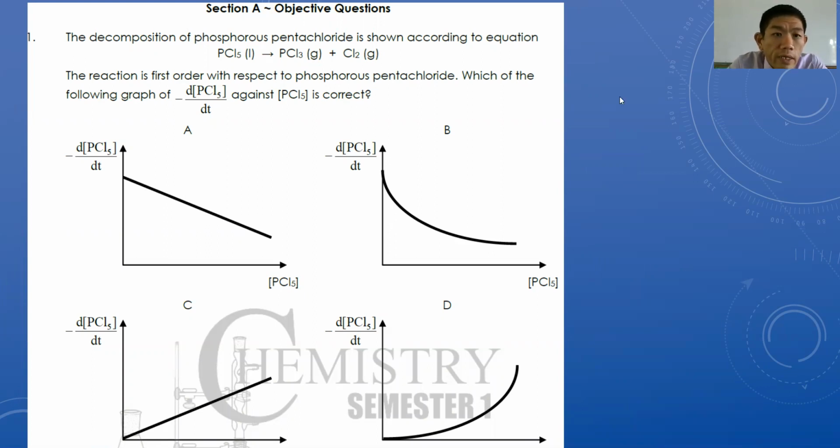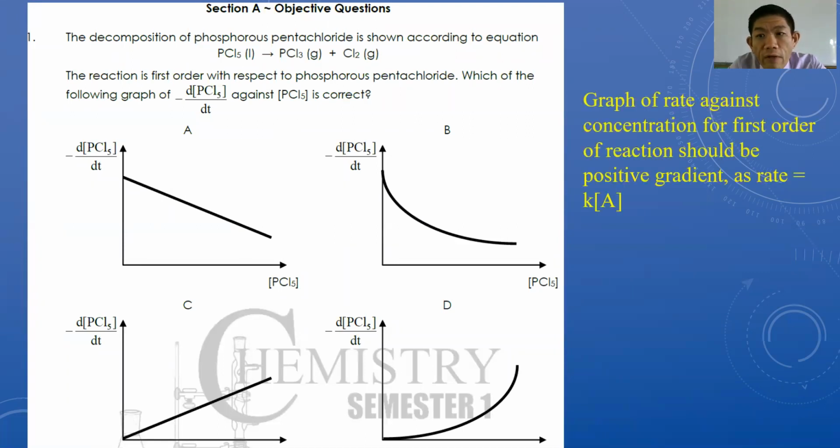So generally, negative d[PCl5]/dt is actually the rate. So what is the graph of rate against concentration for first order reactions? You link it with this equation: rate equals to k[A]. So when rate equals to k[A], supposedly it is a positive gradient. So therefore the best answer in here is C.